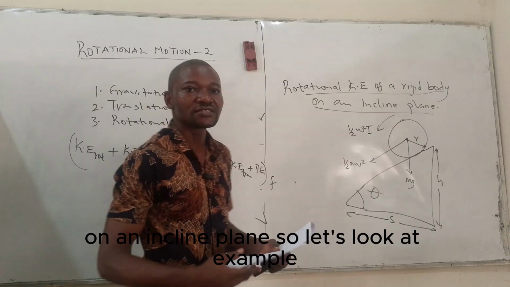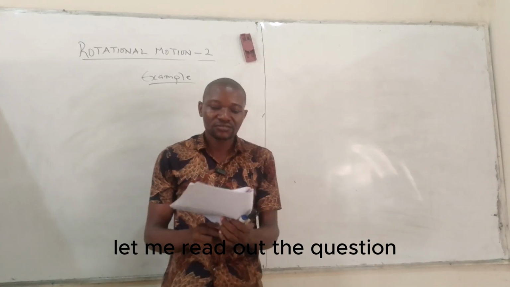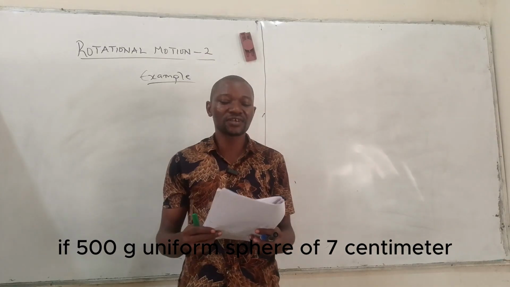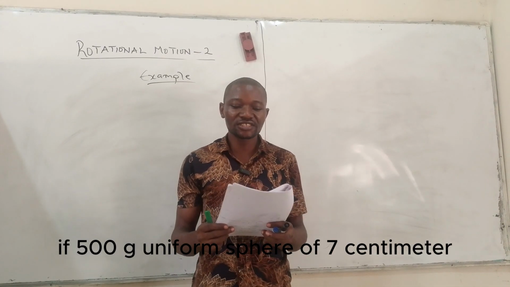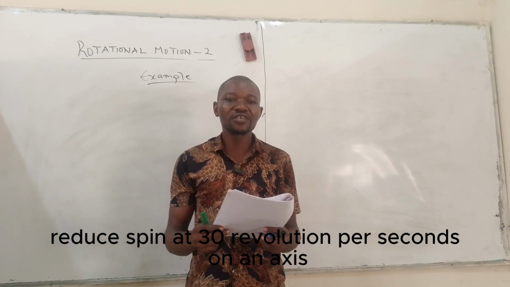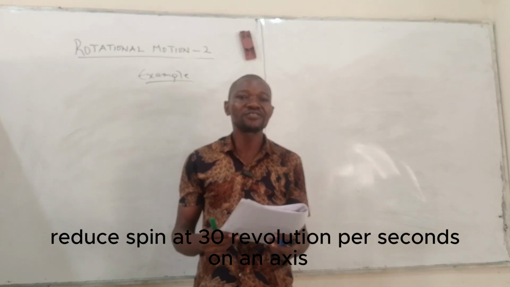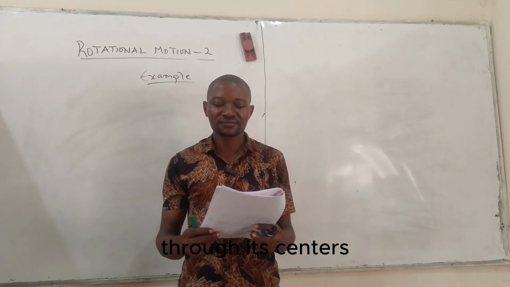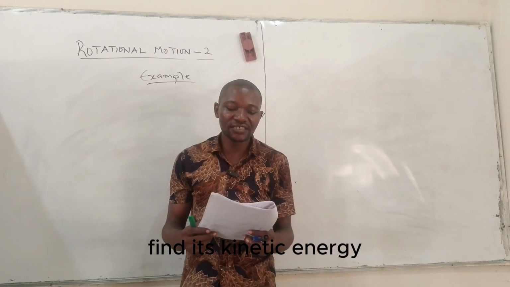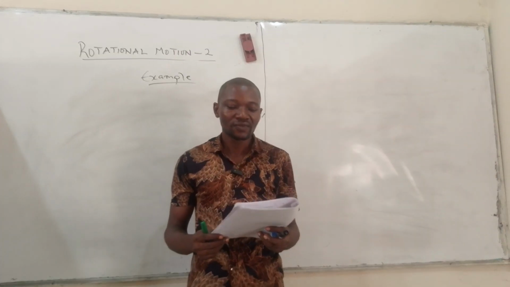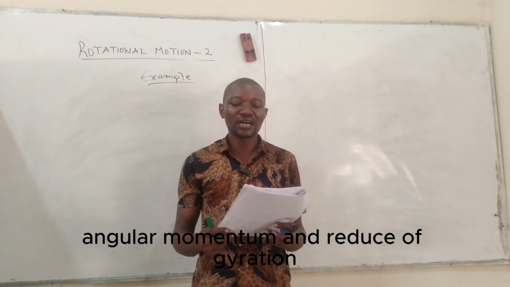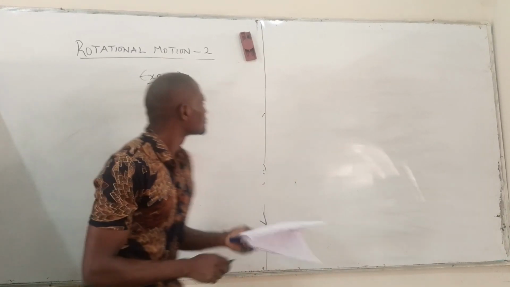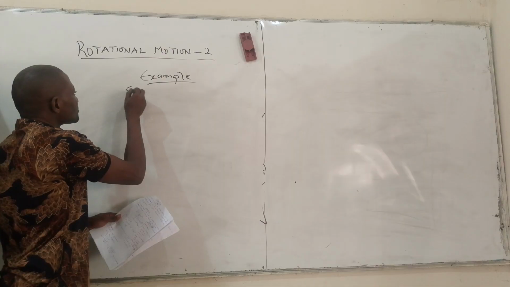So let's look at an example. Let me read out the question. A 500 gram uniform sphere of 7 centimeter radius spins at 30 revolutions per second on an axis through its center. Find its kinetic energy, angular momentum, and radius of gyration. Solution.